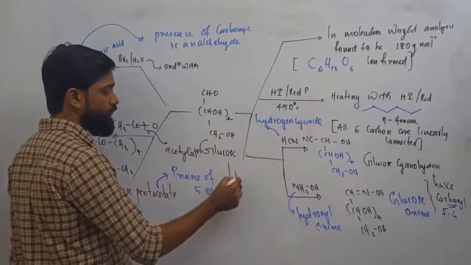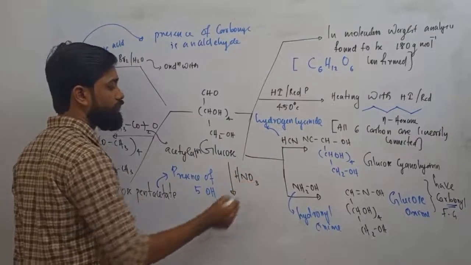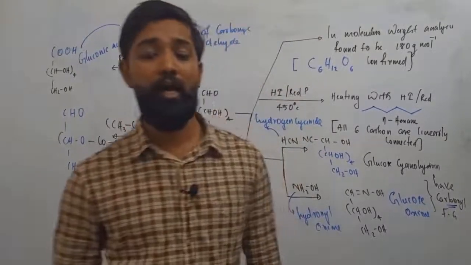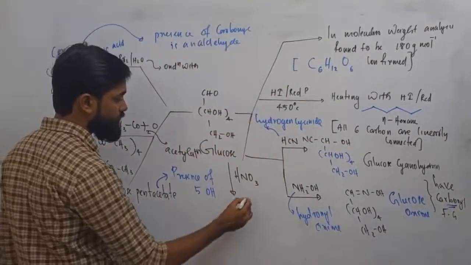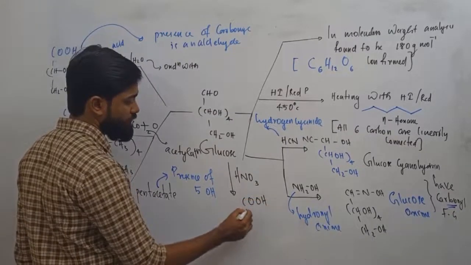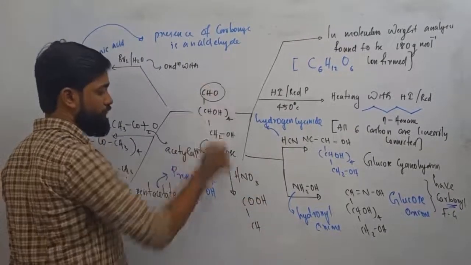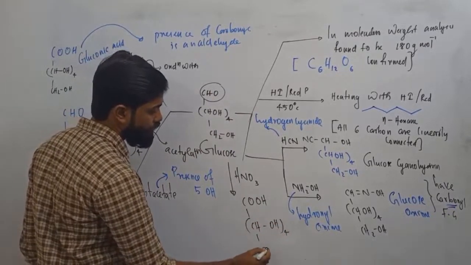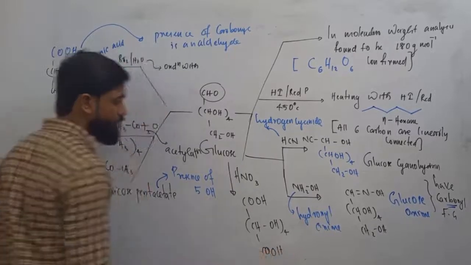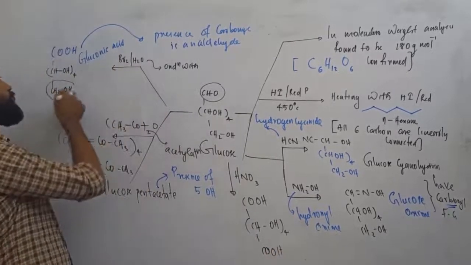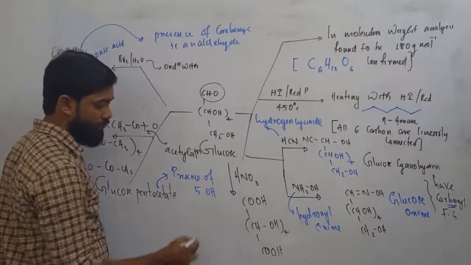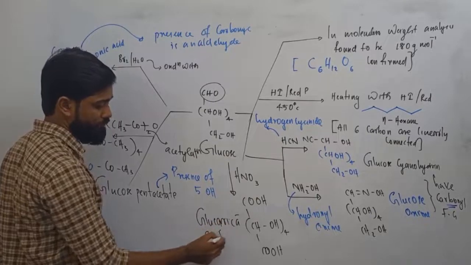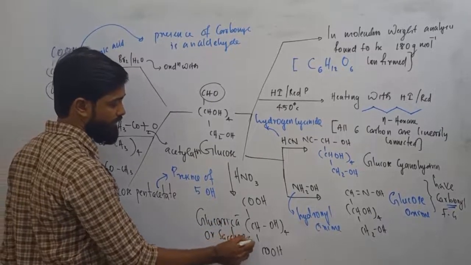Now check how many are secondary and primary alcohols. For that, oxidation with HNO3. HNO3 is a somewhat strong oxidizing agent, and it is able to oxidize the aldehyde to acid and primary alcohol to acid, but it can't oxidize what? A secondary alcohol. So on oxidation with HNO3, the top aldehyde is oxidized to acid, the secondary alcohols remain the same, and the bottom primary alcohol is also oxidized to acid. So this is not gluconic acid, where the bottom portion is a primary alcohol. This is actually glucaric acid, or saccharic acid.